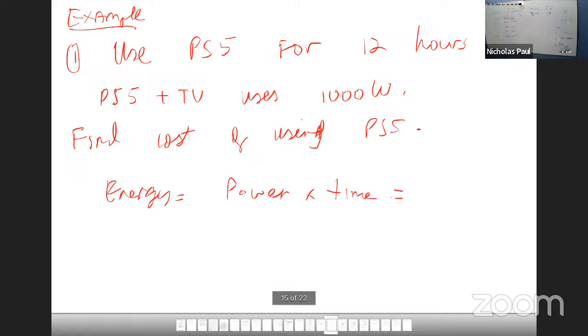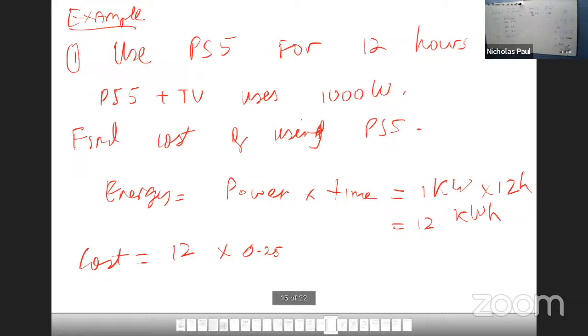What's the power being used here? 1 kilowatt. Very good, Dante. 1 kilowatt, because we have to work in kilowatts. And how many hours? So that's 12 kilowatt hours. So the cost is now 12 by 0.25, so that's $3 that you're using.